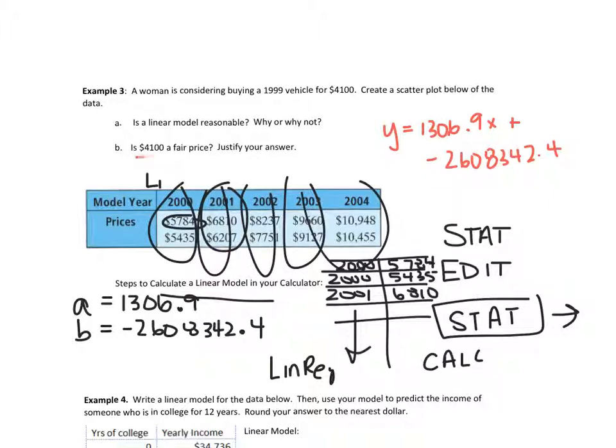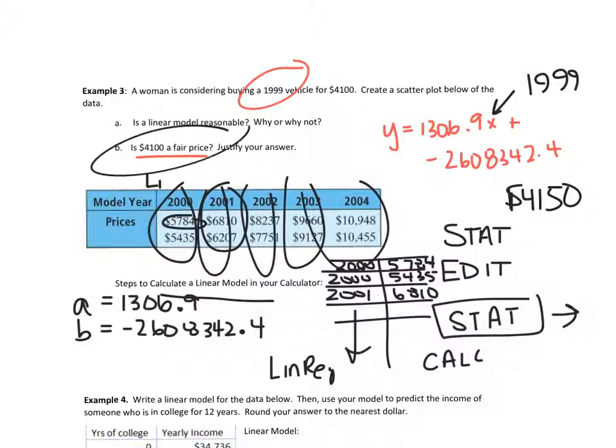So is $4,100 a fair price for a 1999 vehicle? You can see that as the years go up, the price goes up because these are newer cars and these are older cars. To figure out if a 1999 vehicle would be $4,100, I would plug in X, let X be 1999, and see if we're close to 4,100. So I do 1306.9 times 1999 minus 2608342.4, and I get 4,150. So yes, 4,100 would be a fair price because it's close to 4,150.